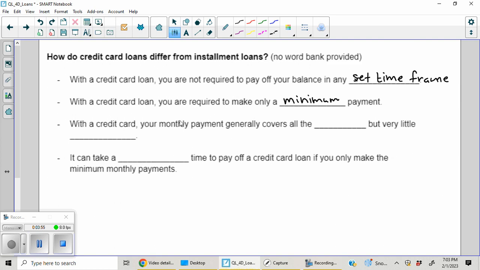With a credit card, your monthly payment generally covers all of the interest, but very little principal. It can take a very long time to pay off a credit card loan if you only make the minimum monthly payments. And oftentimes on the credit card statements, it will actually tell you how long. It could be 20 years to pay off a very small loan if you're only making the minimum monthly payments.